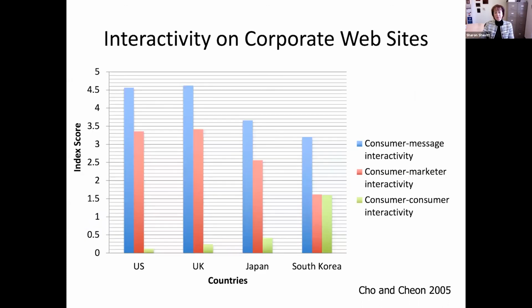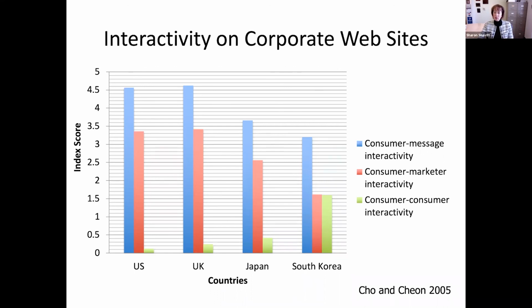And what did they find? I'll walk you through this. So they found that there were differences across 3 different kinds of interaction. Consumer message interaction would be things like keyword search, personal choice helpers, virtual reality displays, dealer locators, and things like that. Stuff that helps you to go about your business and figure out how to make a purchase or learn more about the product. Consumer marketer interactivity was things like site surveys, online orders, order status tracking, online problem diagnostics, and things like that. So again, independent problem solving kinds of features.